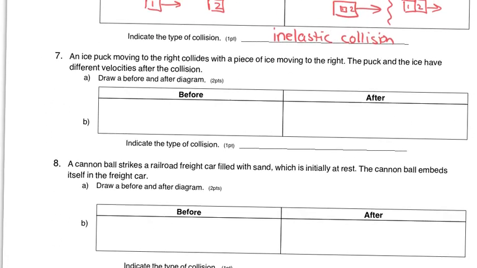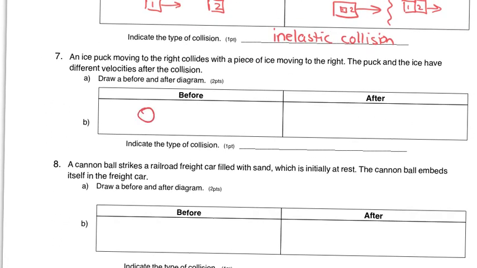Number 7, an ice puck moving to the right, there's our ice puck, collides with a piece of ice moving to the right. The puck and the ice have different velocities after the collision. So for this, you have to understand that the piece of ice is moving slower than the puck because otherwise it would never catch up to the piece of ice. And afterwards, they are moving at different velocities.